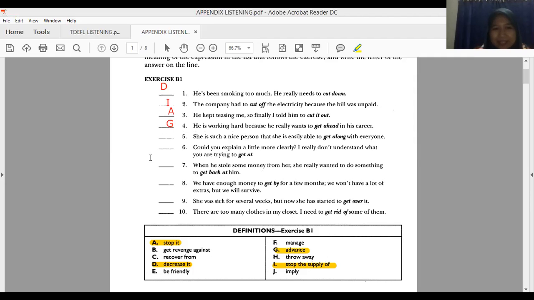5, Miss Alma. She is such a nice person that she is easily able to get along with everyone. Oh, seems easy. Get along, Miss Alma. Be friendly. It is. Be friendly. E.